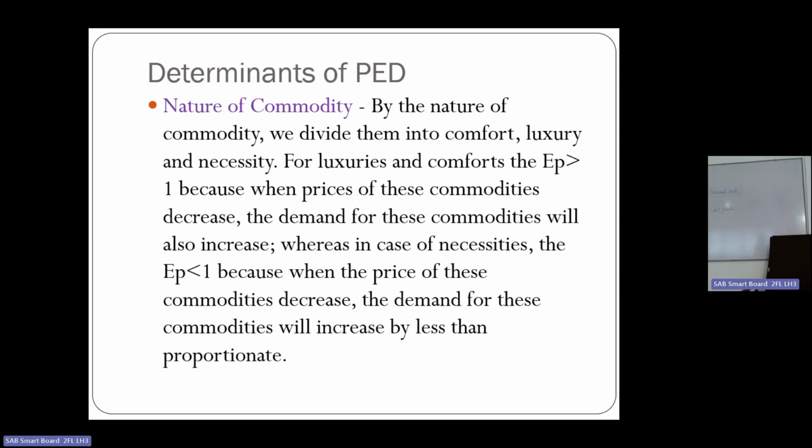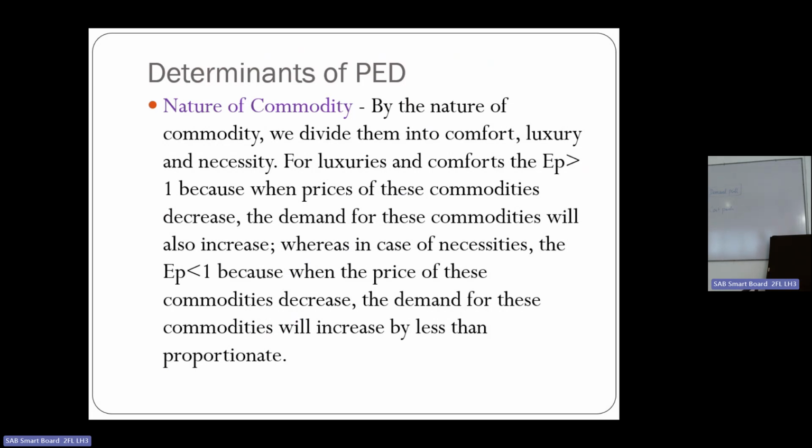Nature means we can identify different types of goods. In such situations, with respect to change in prices, what happens? For example, luxury goods: when the prices of such goods decrease, demand will increase. So for luxury goods and comfort goods, demand is elastic.